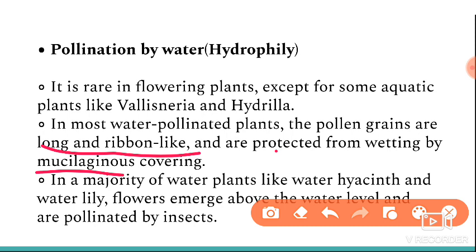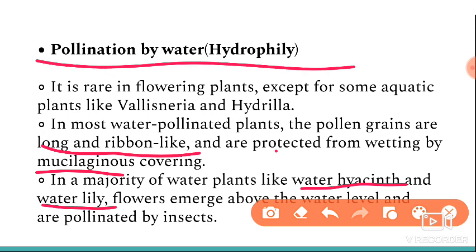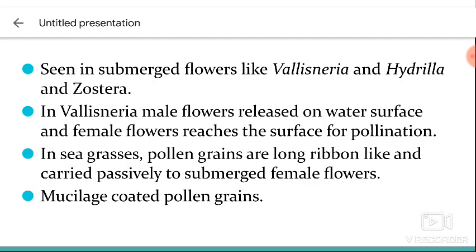All the flowers that are present in the water are not pollinated by water. For example, you can take water hyacinth and water lily. Here the flowers emerge out of the water. For pollination, they do not depend on water; they may depend on wind and animals or insects. With the help of those, they can do their pollination. These are the important points regarding pollination by water and pollination by wind. Please remember.